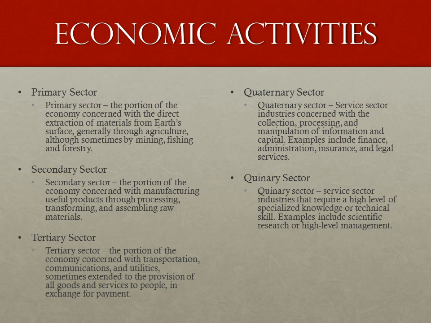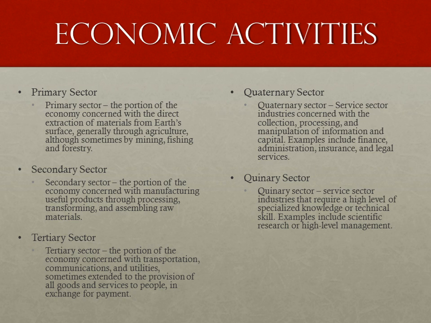So here we go. The primary sector, it's primary, it's number one, it's the first step in this chain. And here's our definition: the portion of the economy concerned with the direct extraction of materials from Earth's surface, generally through agriculture, so there's your example, although sometimes by mining, fishing, forestry, so we're talking about timber, cutting down trees, things like that. All right, those are all examples of the primary sector, but the key is it's the extraction of raw materials. That's our important part.